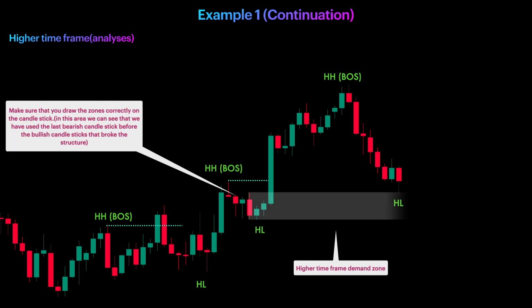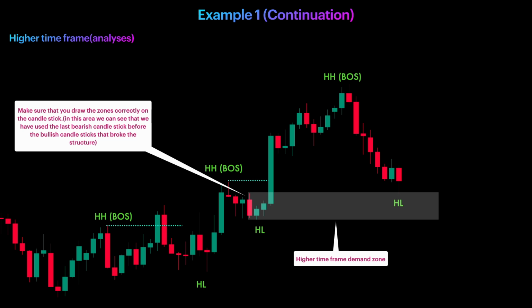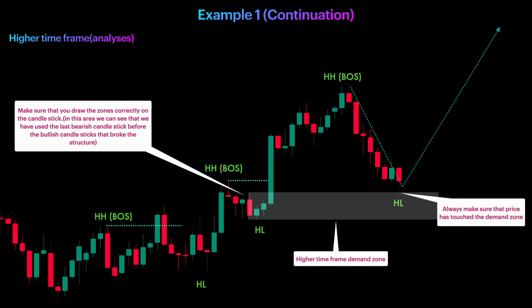In the next step, we will identify our demand zone. Also, make sure that you draw the demand zone correctly on the candlestick. In this case, we have used the last bearish candlestick before a series of bullish candlesticks that breaks the bearish candle's high. This is also called a break of structure, and if you zoom in on the lower time frames, this will become very clear. And before we move on to the lower time frame, make sure that the price has touched the demand zone. Then, our prediction will look something like this.